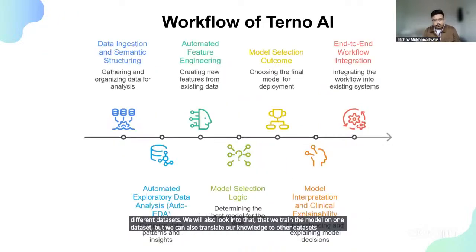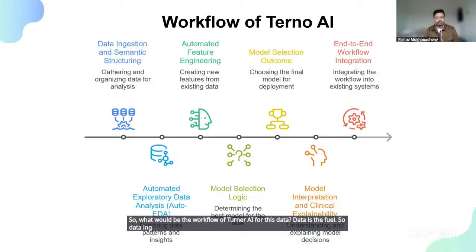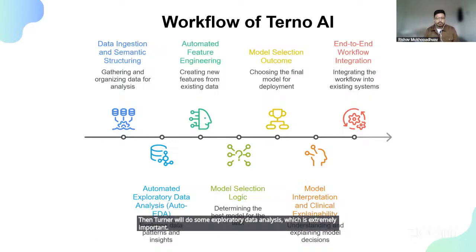So what would be the workflow of Turno AI for this? Data is the fuel. So data ingestion and structuring will be needed. That is the phase part one. Then Turno will do some exploratory data analysis, which is extremely important. We have been doing manual data analysis using, let's say, Python codes or R codes, but how much can we think? Turno can think much better, and it can explore more patterns than a human brain can think of or a data analyst can think of.